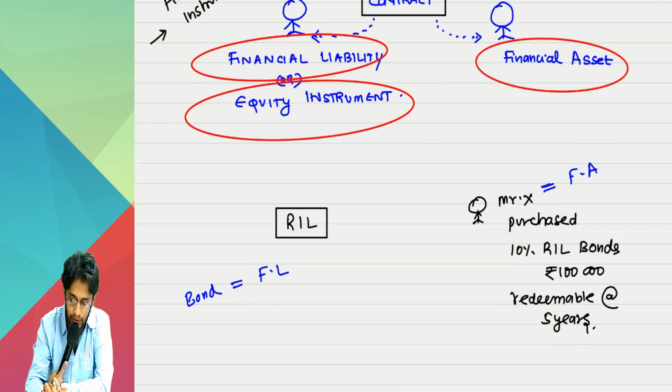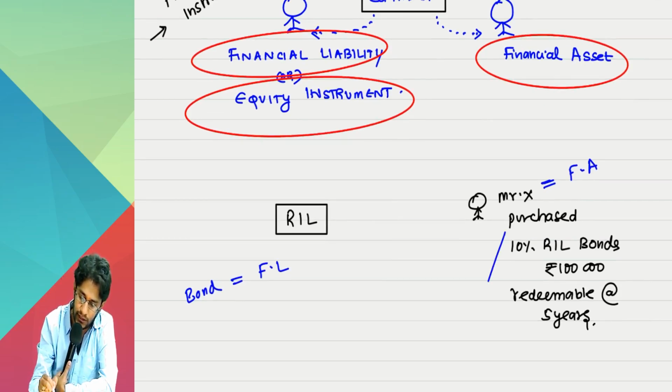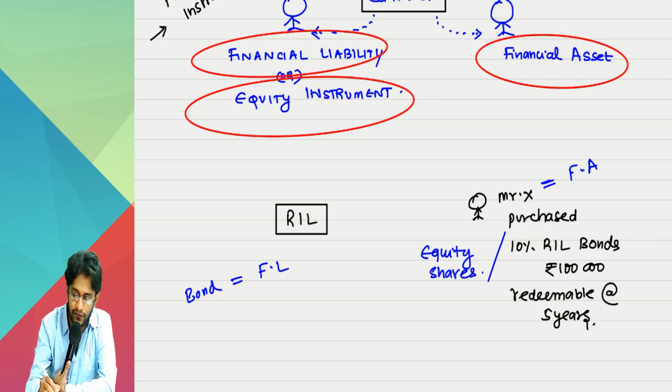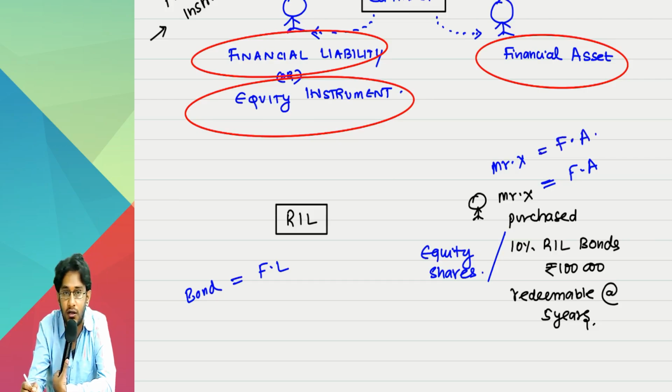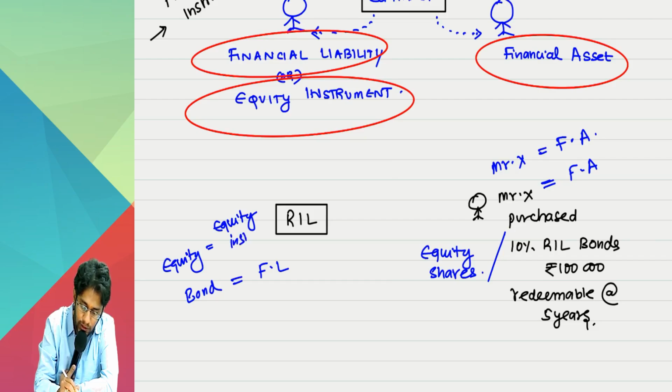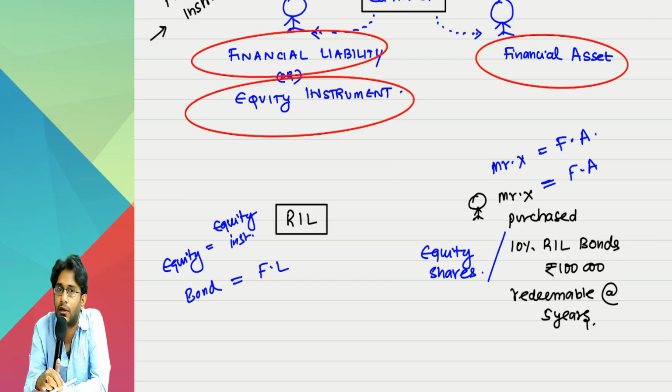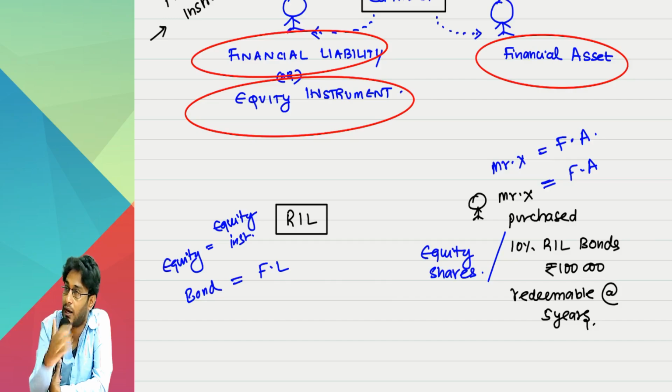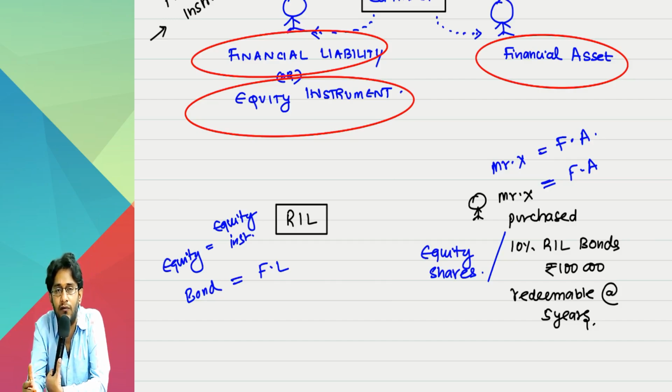Definitions we will see slowly. Similarly, if I tell you that he did not buy bonds, he purchased proper equity shares of Reliance company. For Mr. X, the equity share is still a financial asset, but for Reliance Industries, the equity share of their own company is called an equity instrument. So for one party, the contract is a financial asset, but to the other party, it can become either a financial liability or an equity instrument.